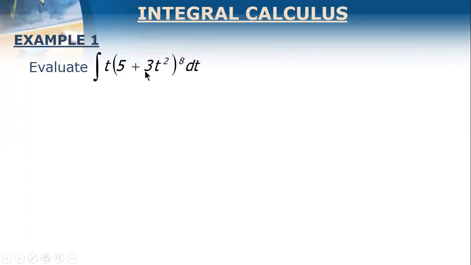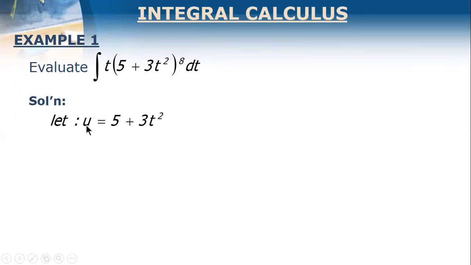So this expression 5 plus 3t squared, you are going to replace by u so that you will have u raised to 8. And probably, you will realize that you can use the power rule later. So that would be our substitution. Let u be equal to 5 plus 3t squared.